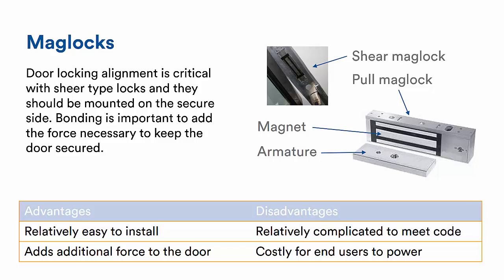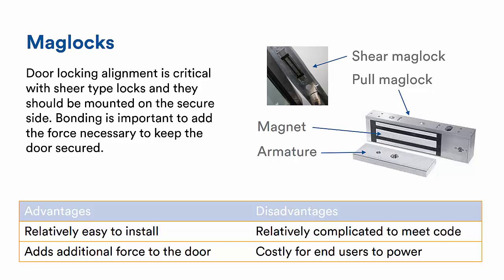The use of a strike often requires an integrator or installer to cut openings into the frame or make modifications to the openings. With an electromagnetic lock, the construction is generally limited to drilling holes in the frame, which is both less intrusive and less labor intensive. Maglocks add force to the door. A common maglock adds about 1,500 to 3,000 pounds of hold force, providing the door locking alignment is perfect, especially with shear type locks. If the alignment of the magnet and armature is not perfect, the hold force decreases to a fraction of its capability.